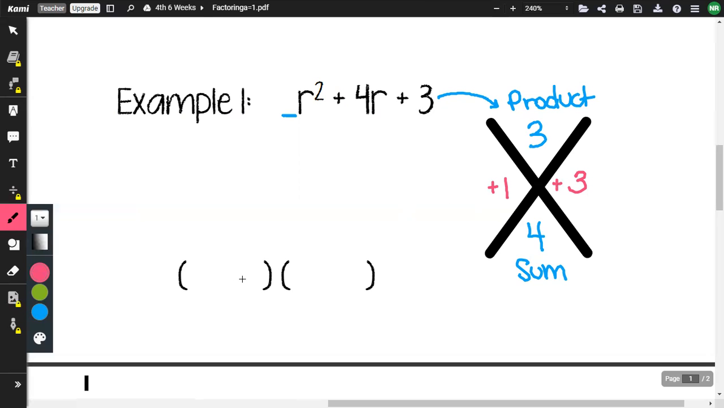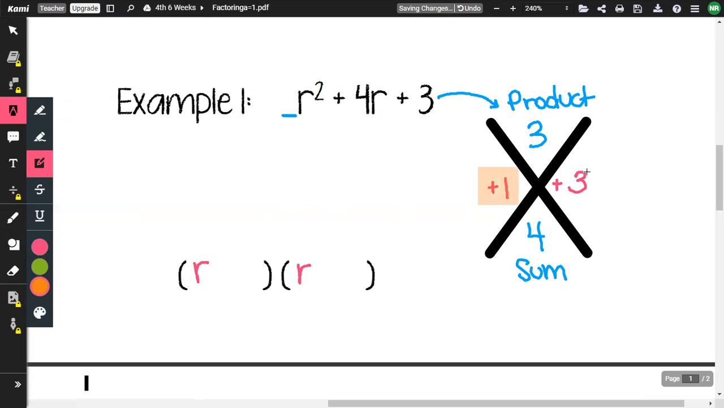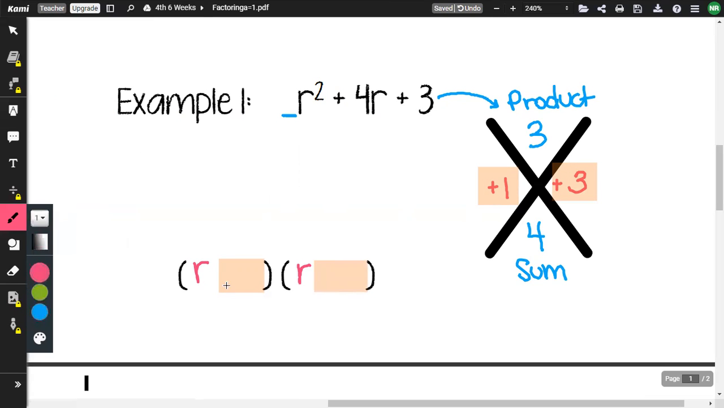Now, when we're setting up that binomial, when we're breaking this back apart, think about it. Observe it. Look at it. What variable are we working with? R. So we're going to break that R squared apart. So I'm going to go ahead and put an R in the beginning of each binomial and then fill it in. These numbers that we have, or the answers that we get from our diamond, are what we're going to fill in the binomial with. So that first binomial is going to end up being R what? Plus 1. And the second binomial will be R plus 3. And that is our answer. We have broken it back apart.